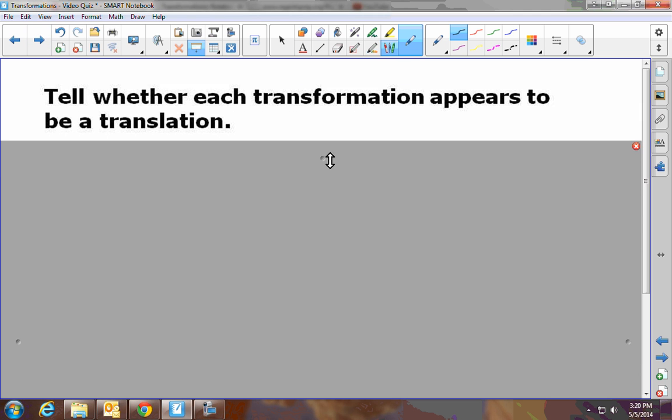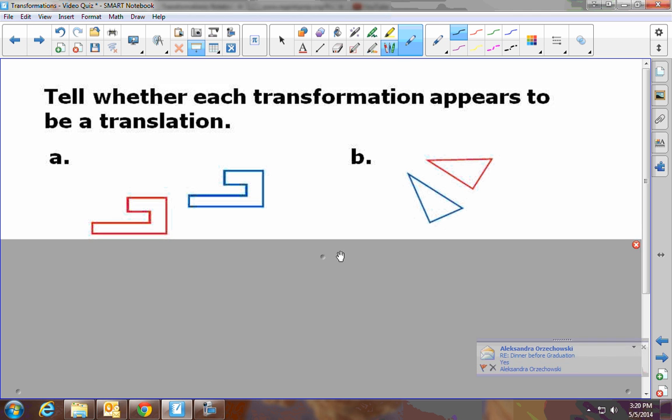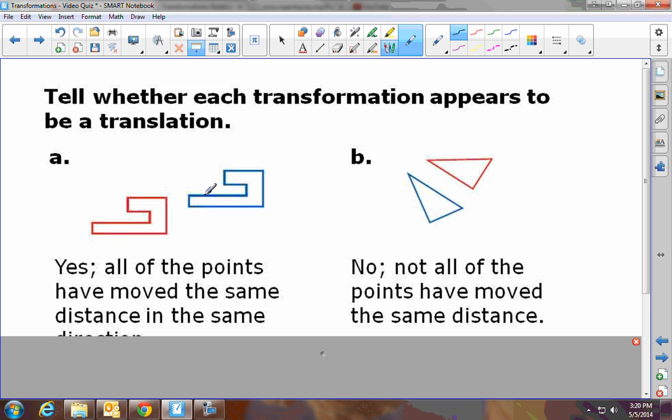How about here? Which one is a translation? Okay, this one or this one? Hopefully you said A is the translation. It just slides it up and over. This one looks like some sort of a rotation, actually.